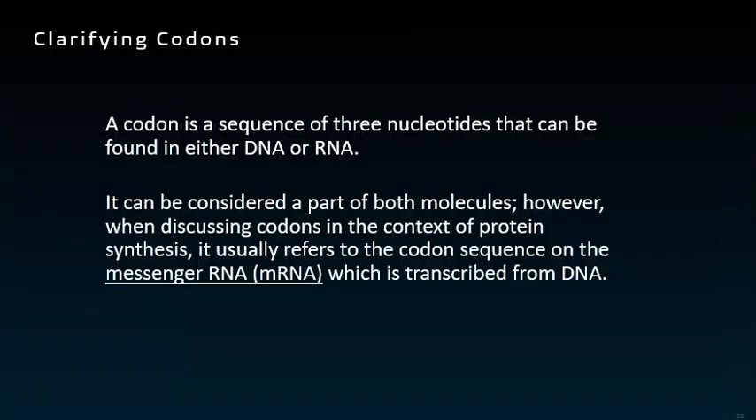A codon is a sequence of 3 nucleotides that can be found in either DNA or RNA. So I know that can be confusing, but it can be considered part of both molecules. It's just usually when we're discussing codons, it's going to be in the context of protein synthesis. So it usually refers to the codon sequence on the messenger RNA, which is transcribed from DNA.